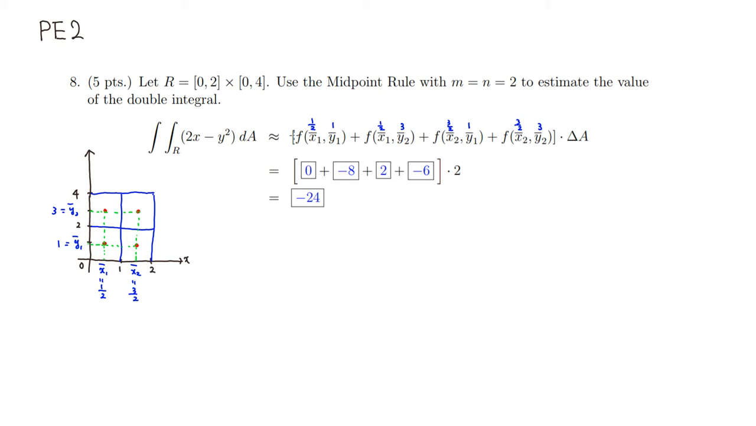All you have to do is plug those numbers into the f function, f of x comma y. If you plug in 1/2 for x and 1 for y, you get 2 times 1/2, which is 1, minus 1 squared, so we get 0. Plugging in 1/2 and 3, it's 1 minus 3 squared, so 1 minus 9 is -8. Plugging in 3/2 and 1, it's 3 minus 1 squared, so that's 2. Same thing, 3 minus 3 squared is -6. If you compute all that, you get -24. That's it. I hope this was clear.